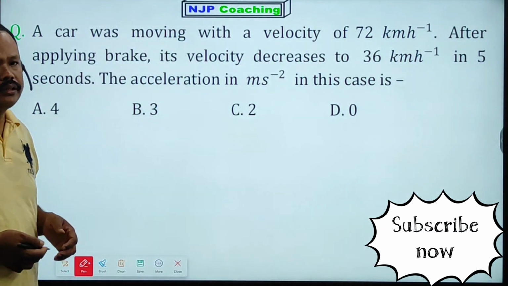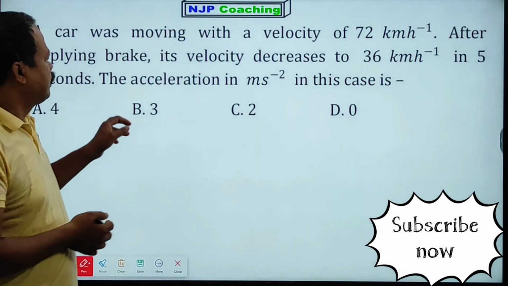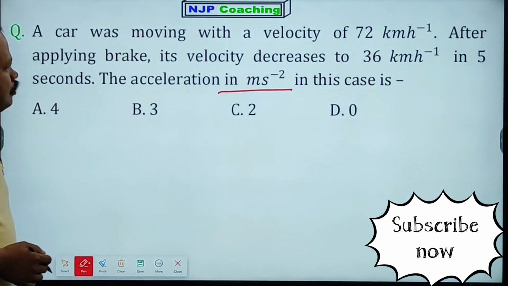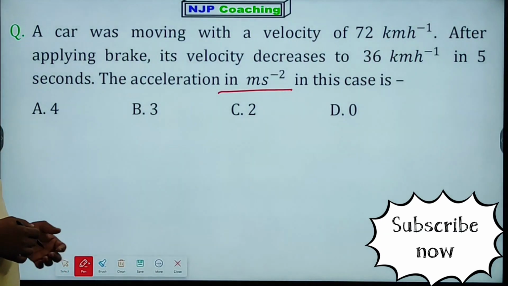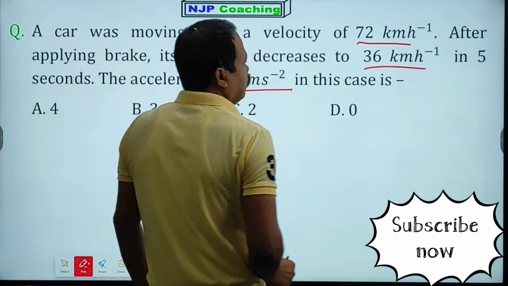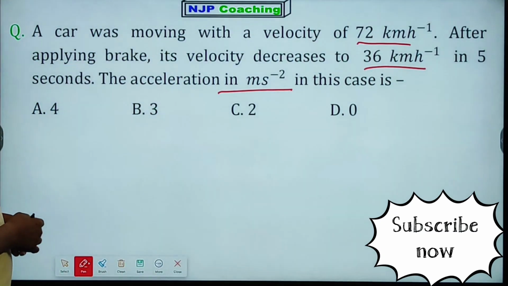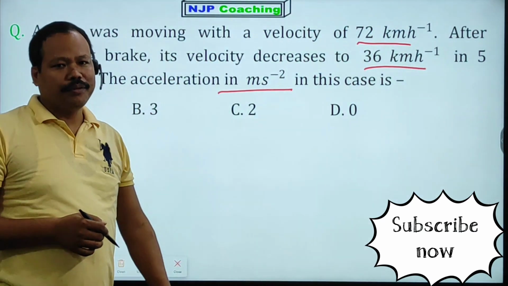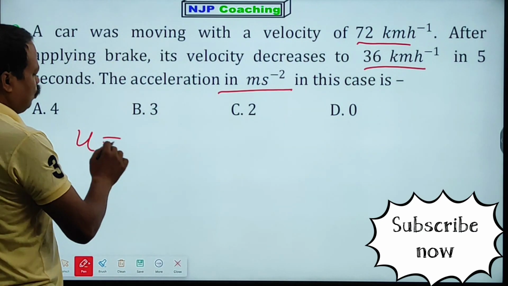But if it asks to find in SI unit, here it is mentioned, find the acceleration in SI unit. So we have to convert this. We have to convert this and this to SI unit. This is not a tough question, simple question. A car was moving with a velocity 72 km per hour. So it is the initial velocity, before brake, u.